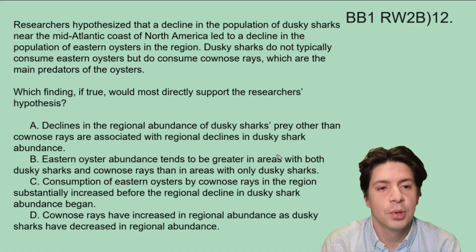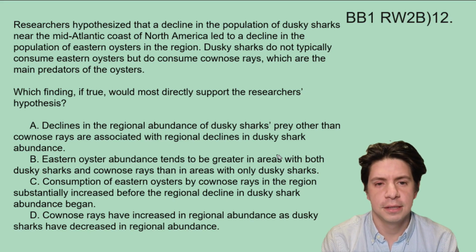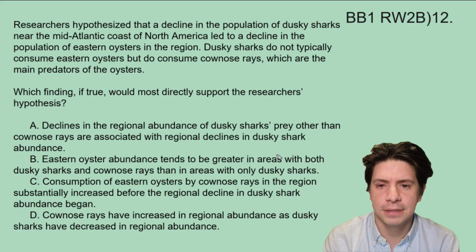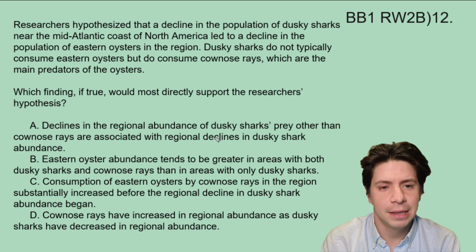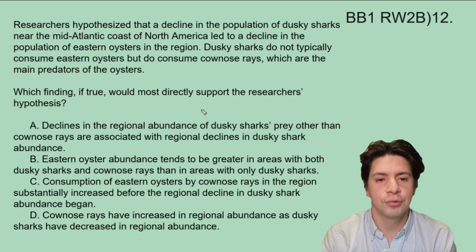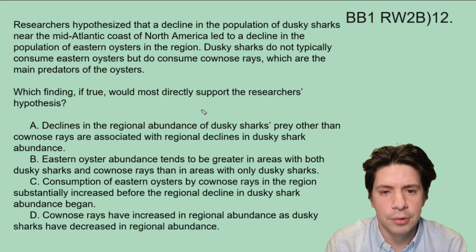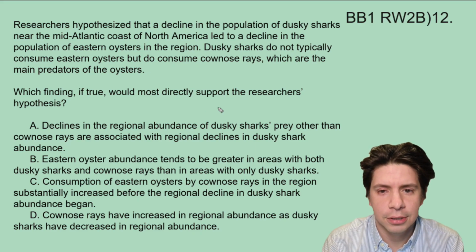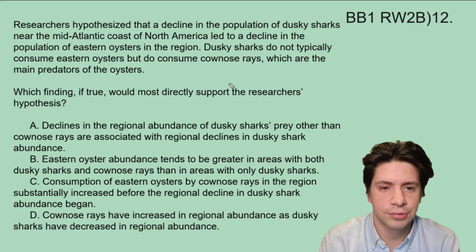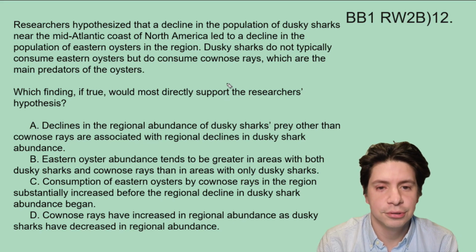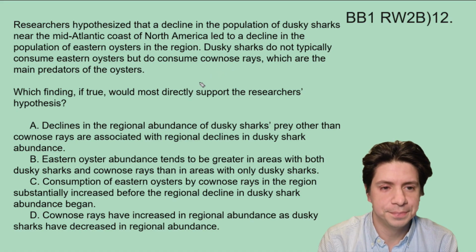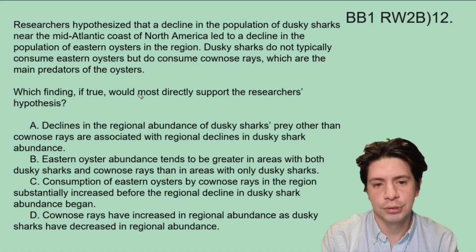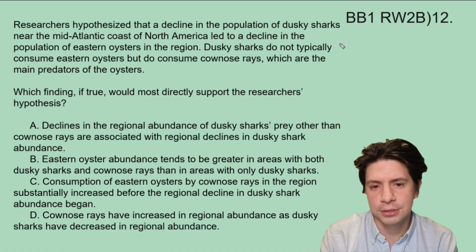Let's try it out. Researchers hypothesized that a decline in the population of dusky sharks near the mid-Atlantic coast of North America led to a decline in the population of eastern oysters in the region. Dusky sharks do not typically consume eastern oysters, but do consume cownose rays, which are the main predators of the oysters. Which finding, if true, would most directly support the researchers' hypothesis?